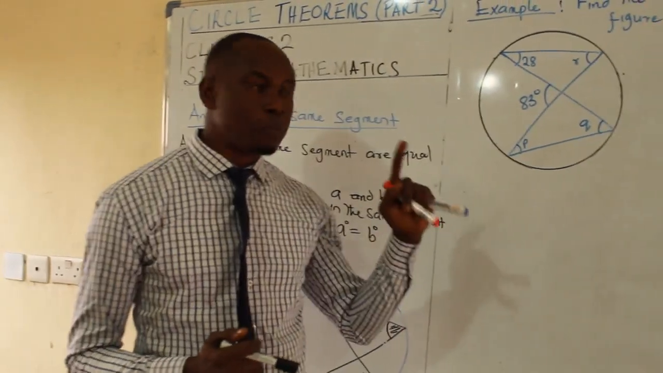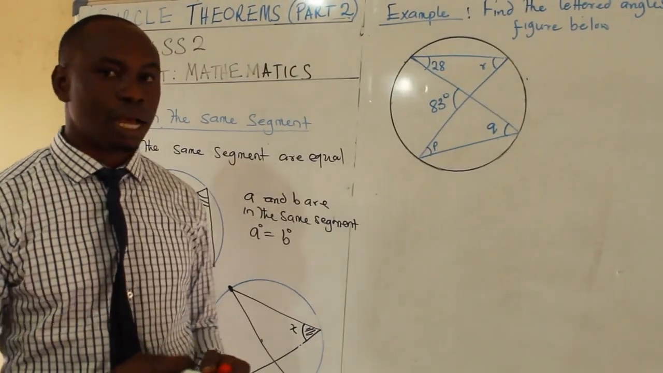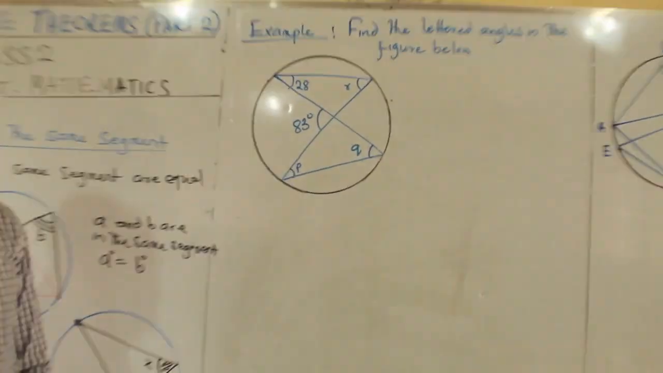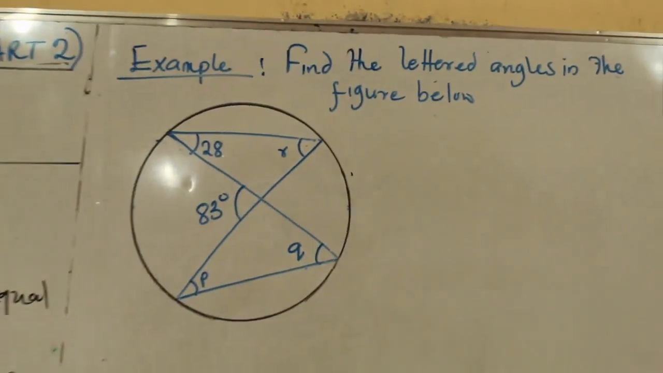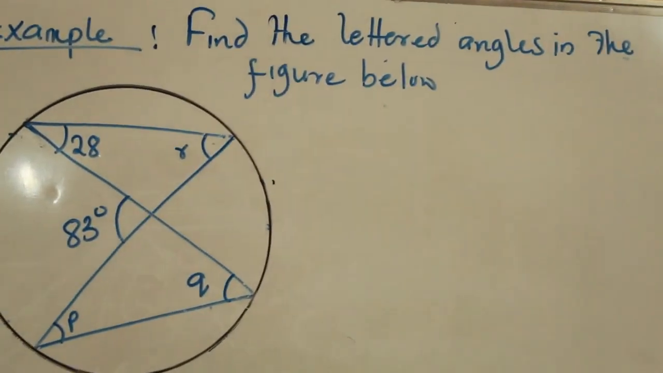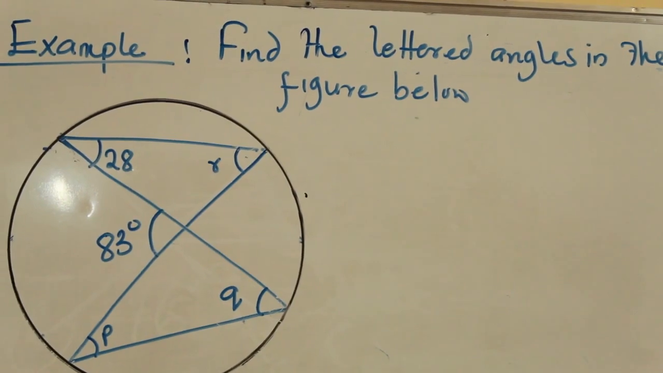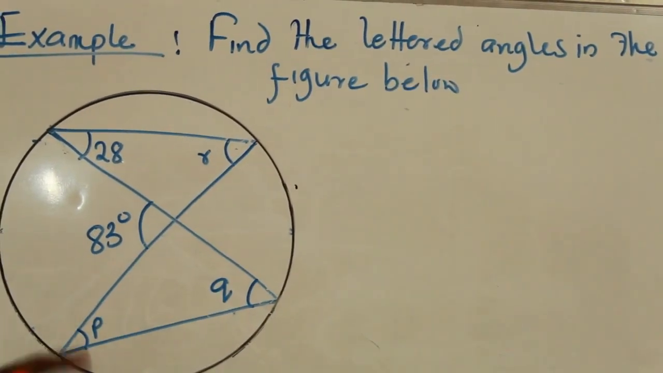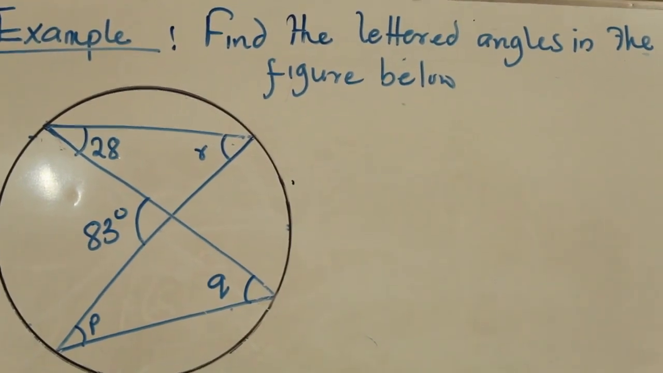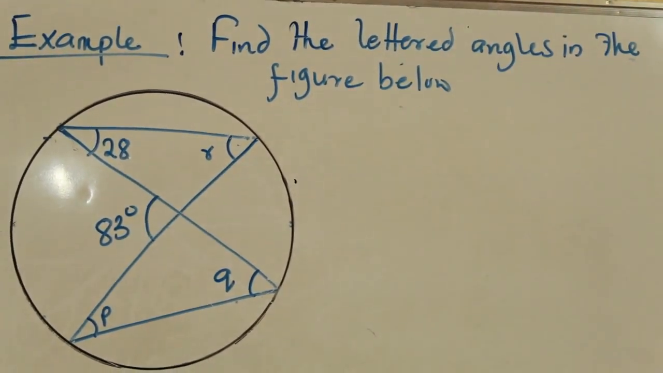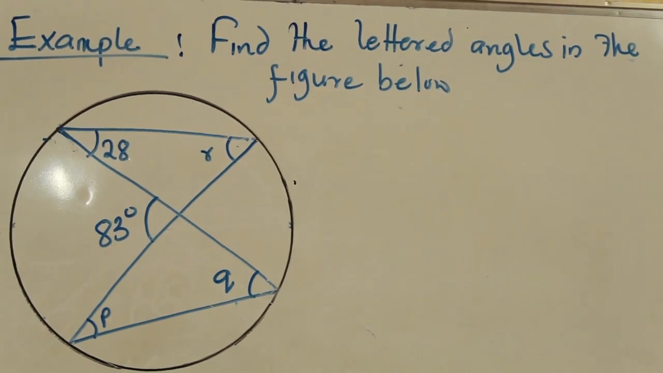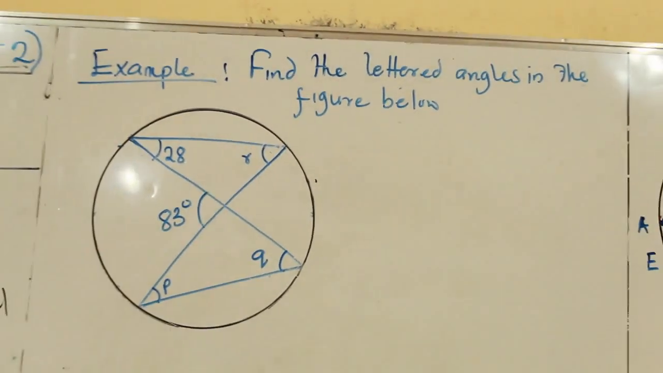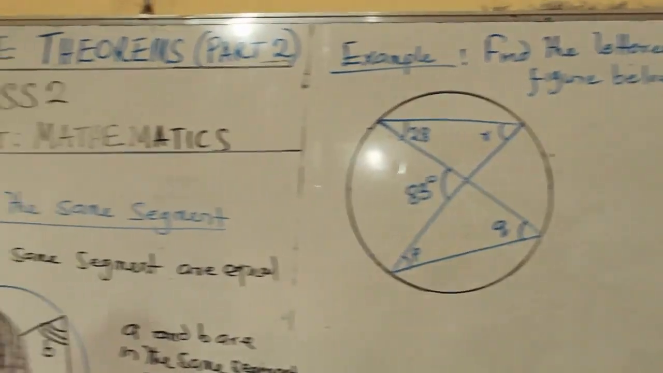I have another example here on the board, and in this example we are asked to find the lettered angles in the figure below. The lettered angles were R, P, and Q. How will the knowledge of these angles in the same segment help me to find R, Q, and P?